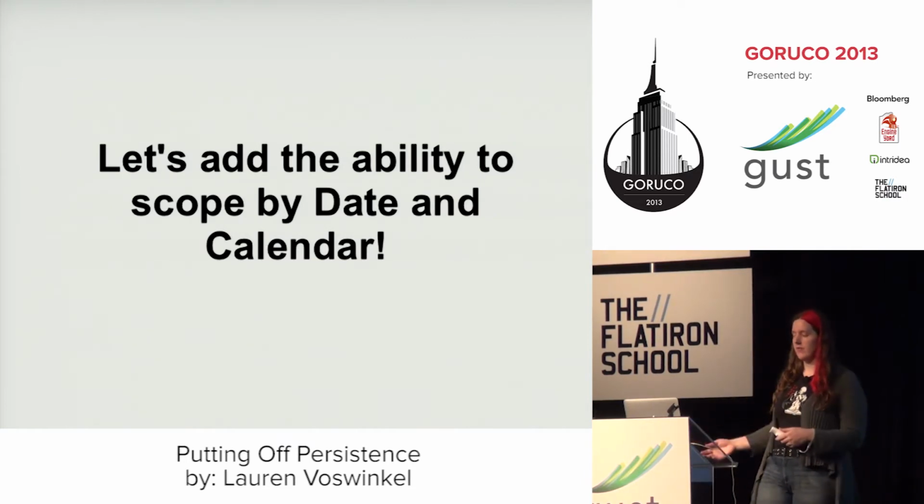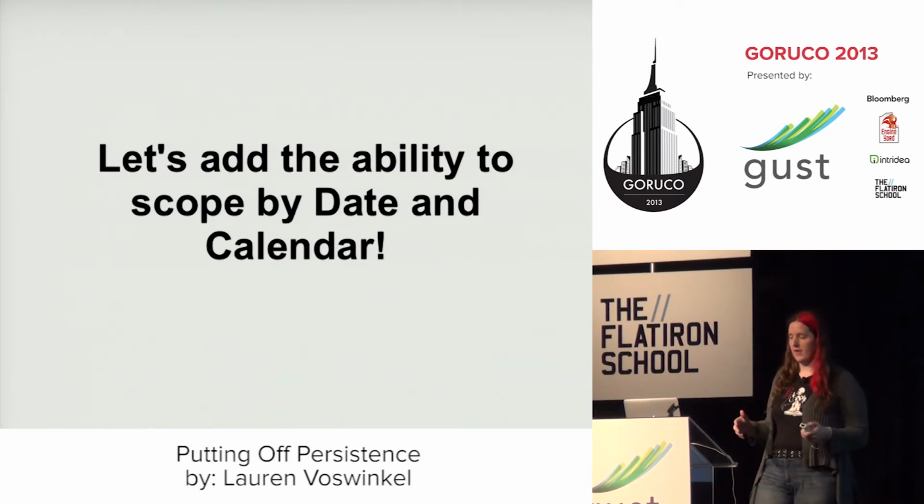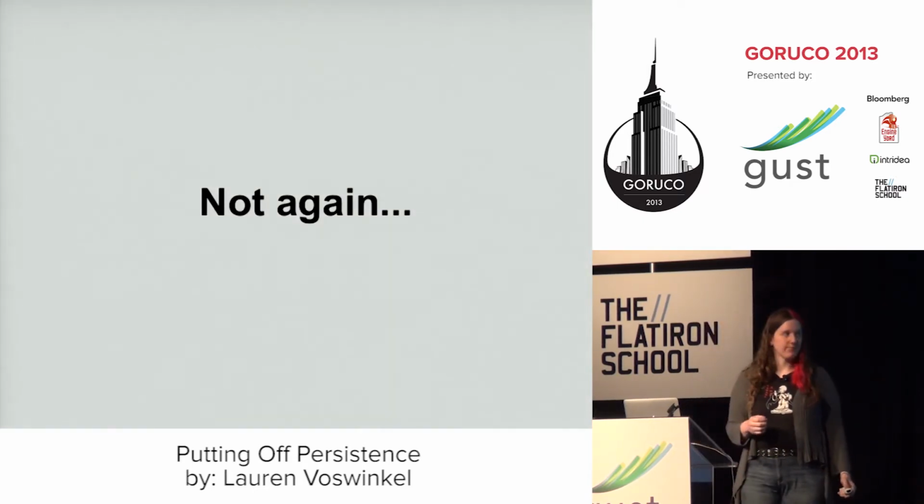But now let's add the ability to scope by date and calendar. So we're creating this concept of what a calendar is, that you have specific events listed on that calendar and specific events listed in another calendar. So let's create that. And we hit the second roadblock.